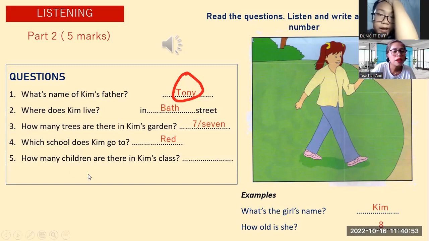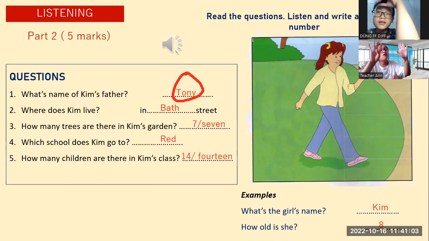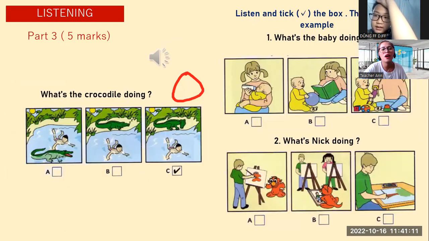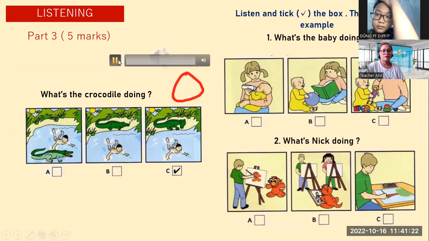Read number five. How many children are there in class? How many? The class is 14. Yeah, 14. Okay, let's move on. Okay, this one, you check. Okay, ready, Dong? Part three.